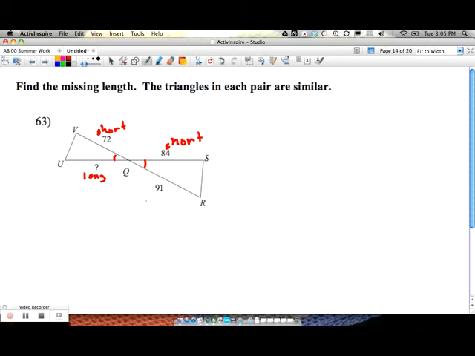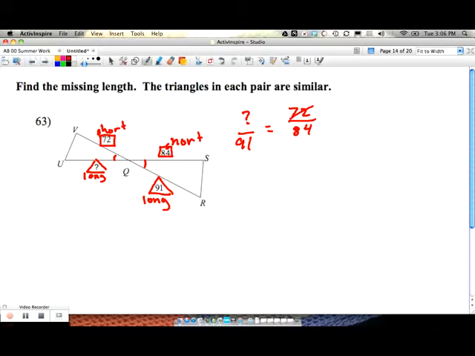Similarly, we have a short side here that's 84 and a long side that's 91. That tells me how to set these up. That means that the long, the question mark there, is going to go with this 91. And then the 72 is going to go with the 84. So let's put those together. That means we got question mark over 91 is equal to 72 over 84.